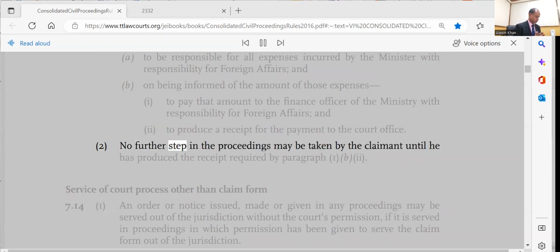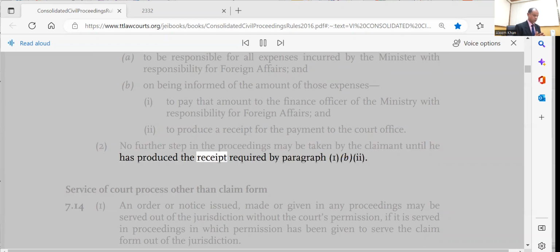2. No further step in the proceedings may be taken by the claimant until he has produced the receipt required by paragraph 1b.